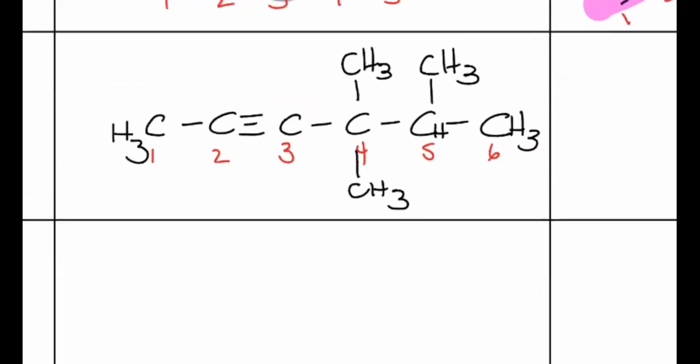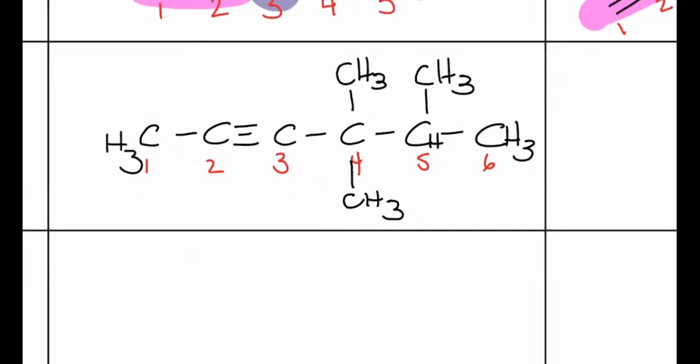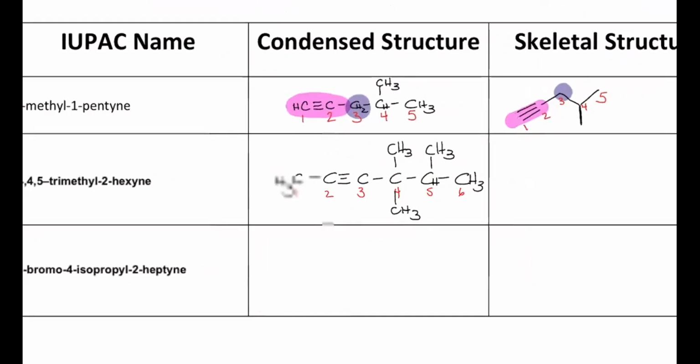Okay, if we look closely, carbon number 1 needed 3 hydrogens because it only is bonded to one of the carbons in the triple bond. The 2 carbons in the triple bond don't need hydrogens because they already have 4 lines, 8 electrons around them. Carbon number 4 has 4 lines, no hydrogens. On number 5, we needed 1 hydrogen. On 6, we needed 3 hydrogens. Let's move on to the skeletal.